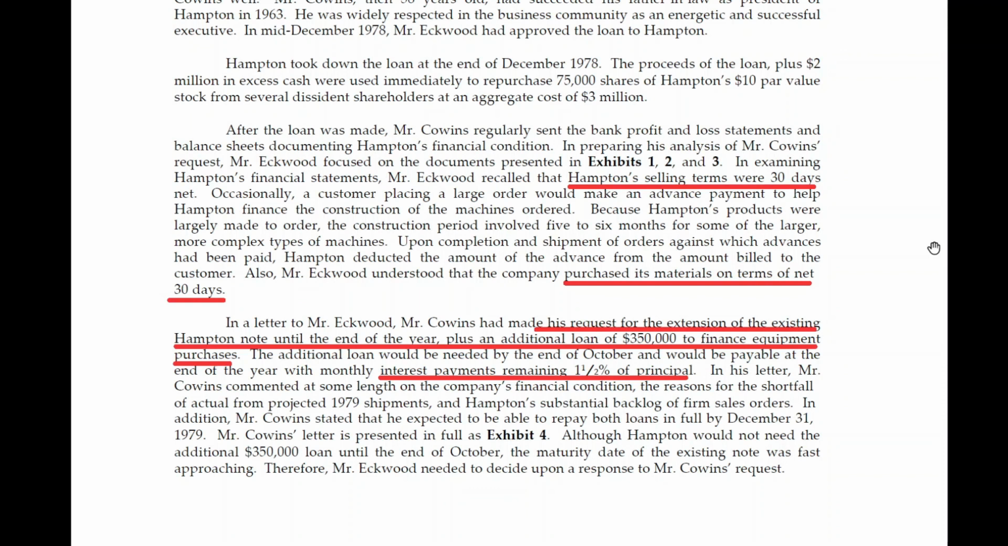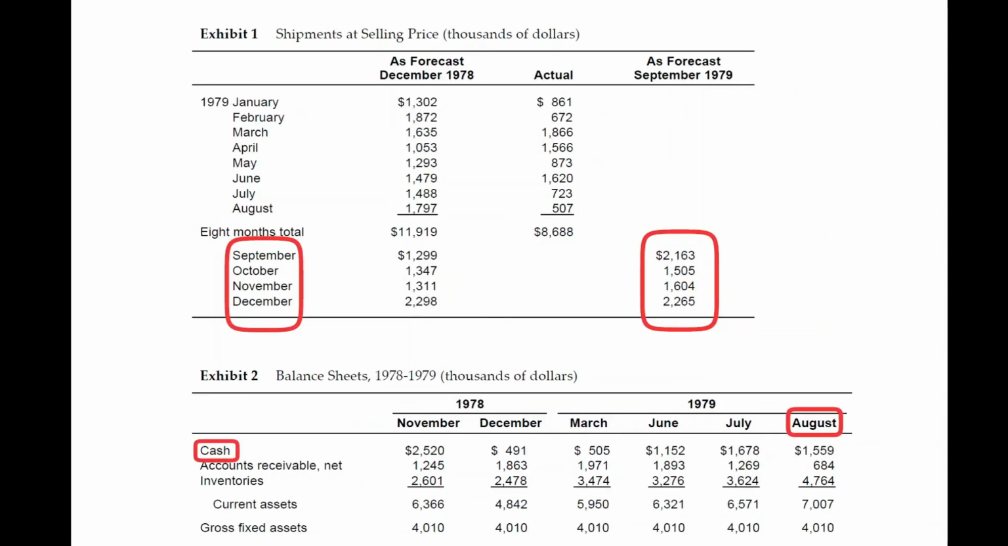In the last paragraph, the case reflects the situation that the company will need additional loans of $350,000 to finance the equipment purchase. The interest on the new loans will be 1.5% per month, which is the same as the existing loan. So you can use this number in your projections of cash. Let's look at each exhibit.